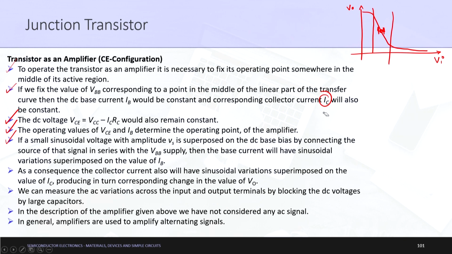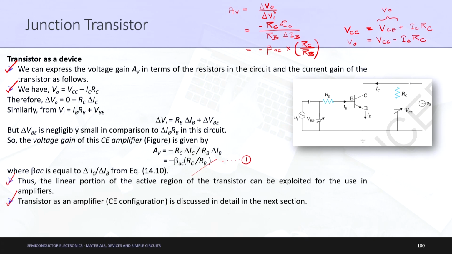If a small sinusoidal voltage with amplitude Vs is superposed on the DC base bias by connecting the source of that signal in series with the VBB supply, then the base current will have a sinusoidal variation superimposed on the value of IB. Suppose this is not being explained till now. Only the current IB would flow. Now, because of the change in the value of voltage, there will be a change in the value of current also.